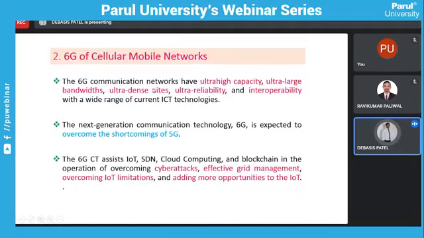Okay, so coming to the 6G mobile network part, now it is the fastest and most advanced version of our cellular network, which has ultra dense sites, ultra reliability, and interoperability. Next generation communications technology 6G is expected to overcome all the shortcomings of 5G. Means you can go for more generations of communication technology so that it can be suitable for our smart grid. Again, 6G communications technology assists IoT, SDN, cyber attacks, effective grid management, overcoming IoT limitations, all this, right?